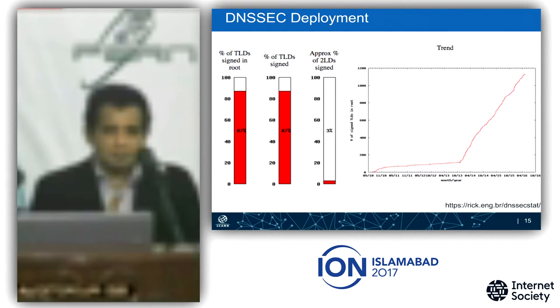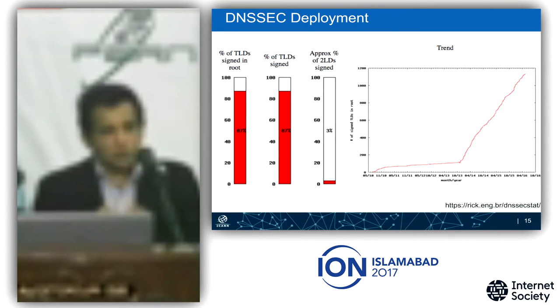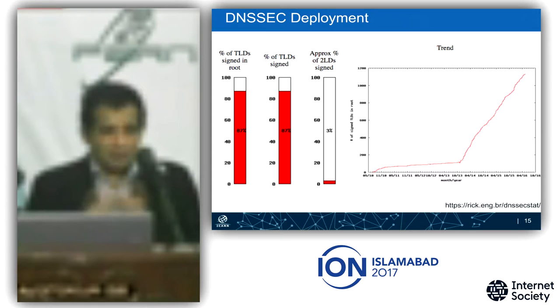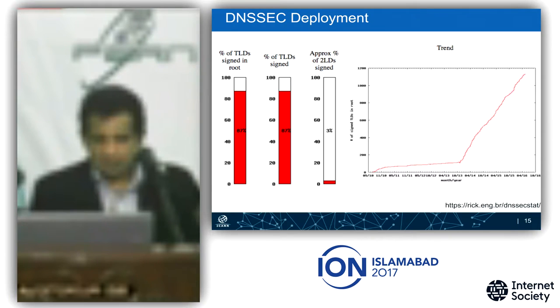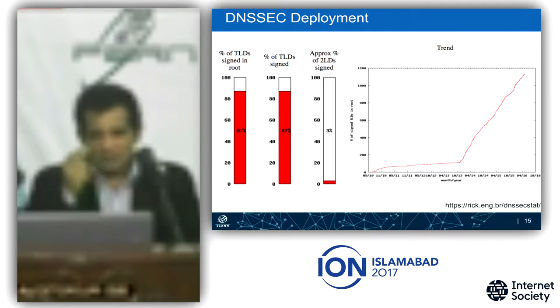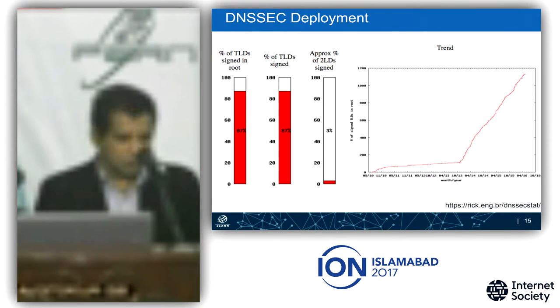Now, some statistics that you might want to consider. Here, the first bar shows the percentage of TLDs signed in root, and the second one is the percentage of TLDs signed. So, what's the difference between these two? I can say, for example, I am a TLD, I am .NET. So I can sign my zone. That's okay, but if I don't send the DS records to the root, that validation cannot happen, right? So that trust is not there between those two. That is the difference between the first and the second. Usually the difference is minimal. Most of the TLDs who have signed have sent the DS records to the root.